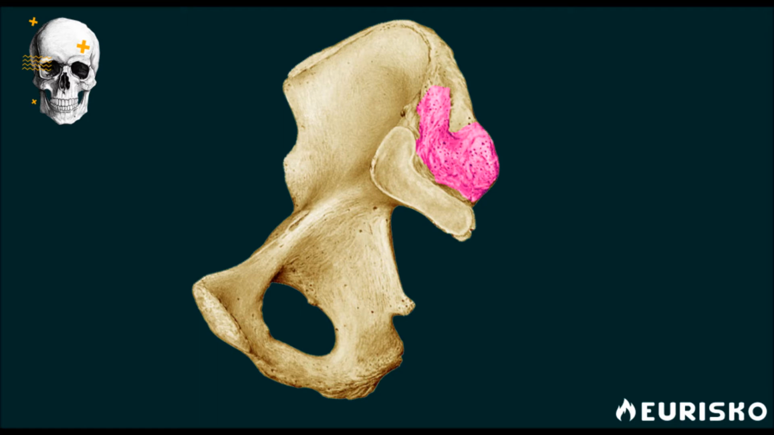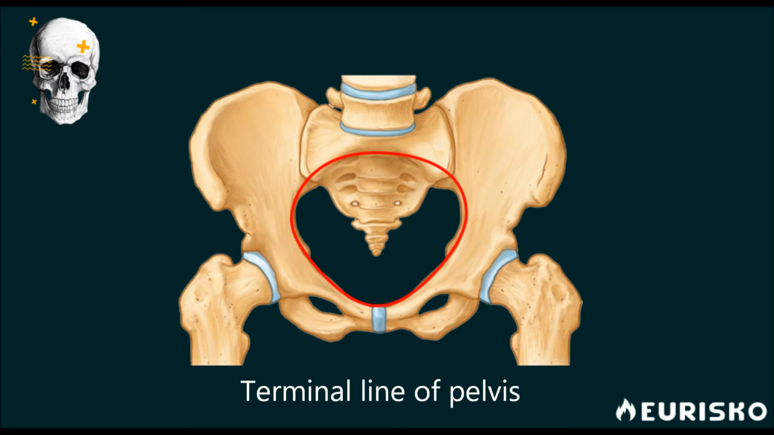Anteriorly and inferiorly to the tuberosity, there is an auricular facet, the articular surface for the sacrum attachment. It is part of the sacroiliac joint. The arcuate line of the ilium continues to the pubic crest and forms the terminal line of the pelvis, the line dividing the greater pelvis and the lesser pelvis.